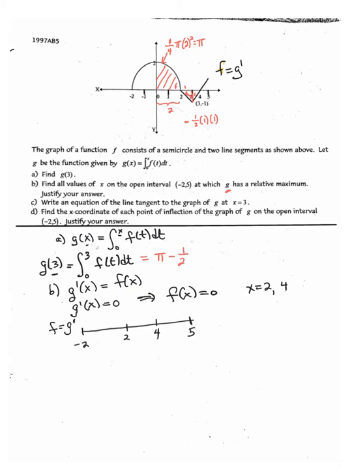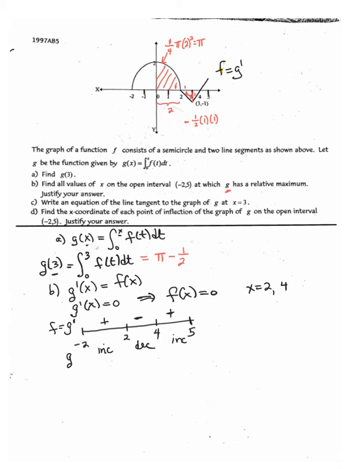So f, or the derivative of g, is positive in the interval from -2 to 2. That's because the graph of f is above the x-axis, or the graph of the derivative of g. In the same way, from 2 to 4, the graph of the derivative of g is negative, below the x-axis, and from 4 to 5, the derivative of g is above the x-axis. So g is increasing, decreasing, increasing, and they asked for relative maximum.